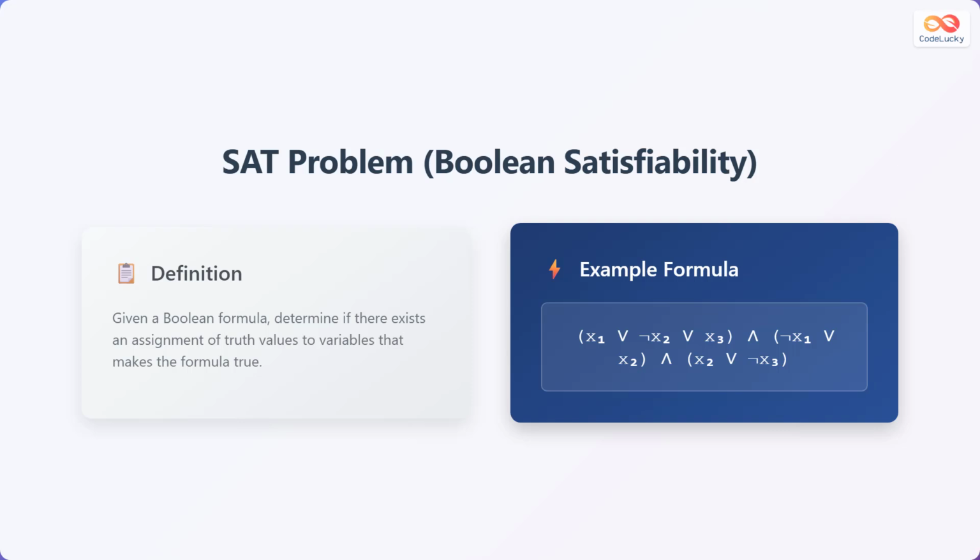Here is an example formula. (x1 ∨ ¬x2 ∨ x3) ∧ (¬x1 ∨ x2) ∧ (x2 ∨ ¬x3). This formula contains three variables x1, x2, and x3 along with logical operators such as or, represented by the symbol looking like an upside-down V, not, represented by the symbol ¬, and and, represented by the symbol looking like an upward V.